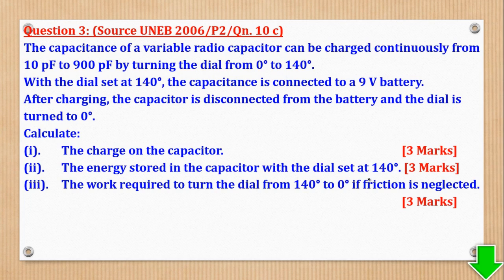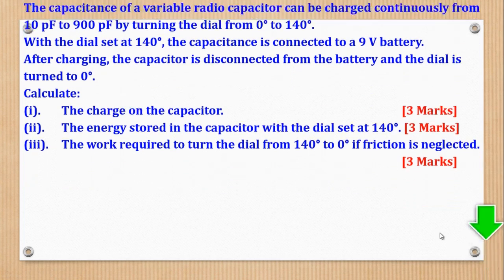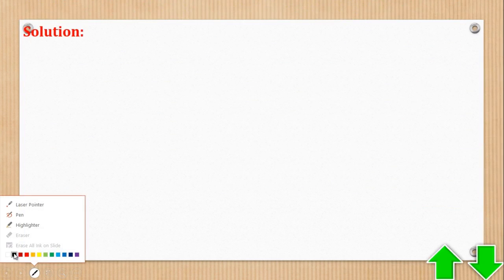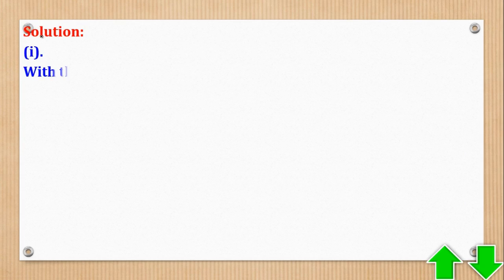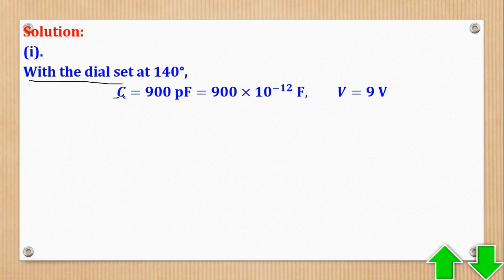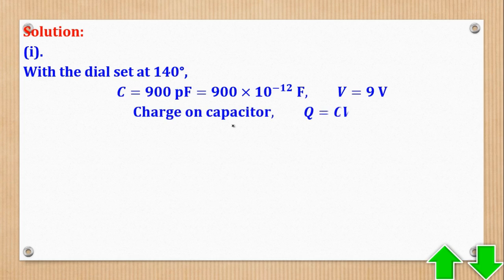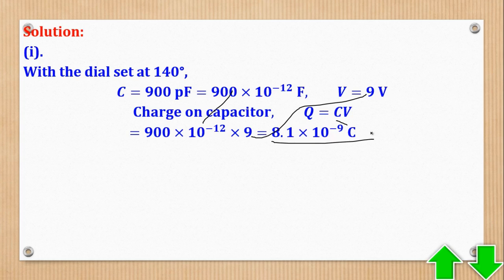So we shall start with (i), the charge on the capacitor. With the dial set at 140 degrees, capacitance is 900 picofarad. But remember, we have to convert to farad by multiplying by 10 to the power negative 12. And the PD was 9 volt. That's what they told us. Therefore, charge will be CV. Substitute for C and for V to come up with the charge which they wanted.